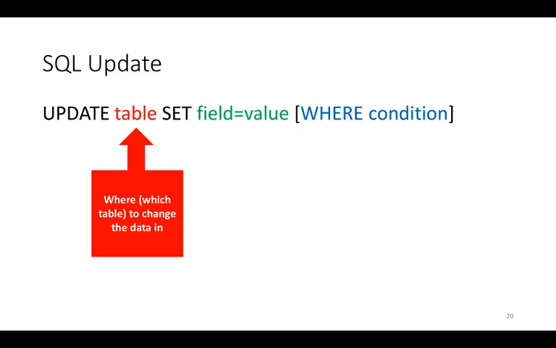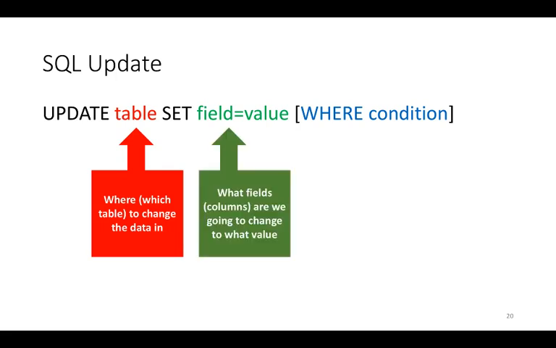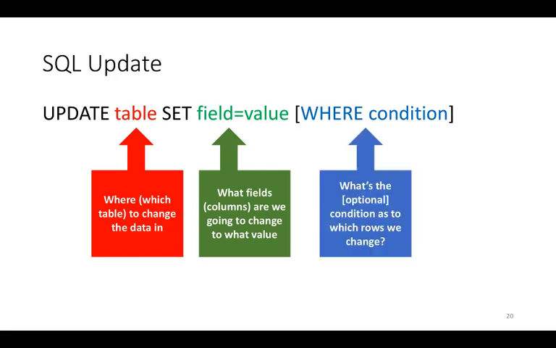So update the table. What is the entity, the table that we're going to update? What are we operating on? Set field equals value. So what fields or what columns are we going to change and what value are we going to change them to? Update balances set credit equals 0. Go through, choose a table and update it. And then what is the optional condition as to which rows we change?